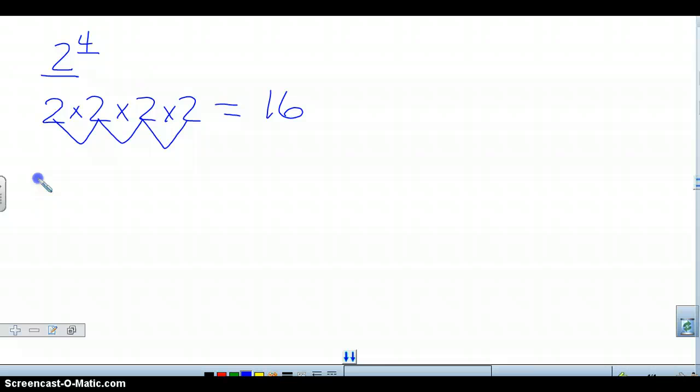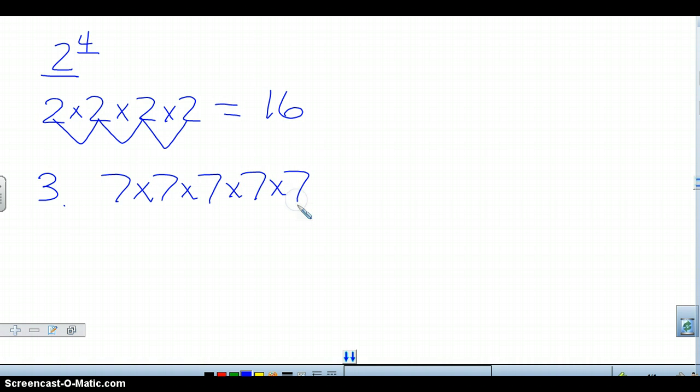Number 3 says write 7 times 7 times 7 times 7 times 7 using exponential notation. So first of all, what is my base here? What is my base, Hadley? 7 is my base. And how many times is it a factor, Hadley? 1, 2, 3, 4, 5. So it's 7 to the 5th power. 5 is my exponent, 7 is the base.